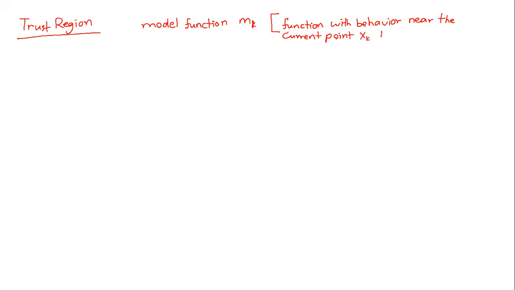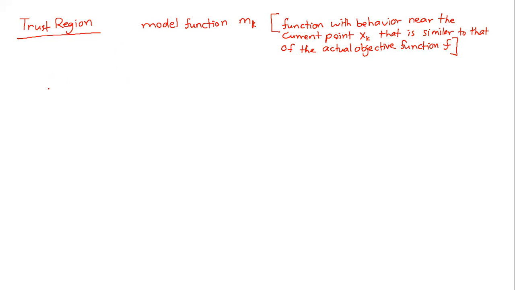xk that is similar to that of the actual objective function f. So what would that even kind of mean?